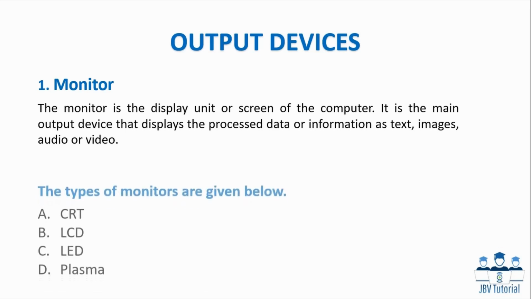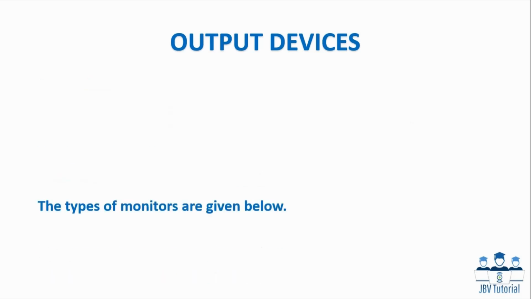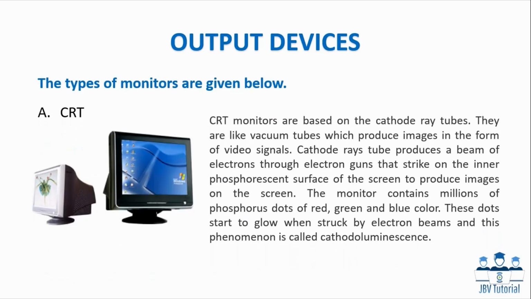The first output device is monitor. The monitor is the display unit or screen of the computer. It is the main output device that displays the processed data or information as text, images, audio or video. The types of monitors are given below.